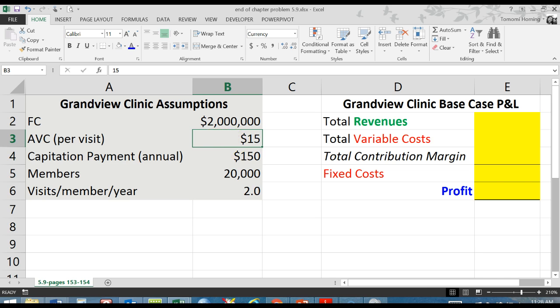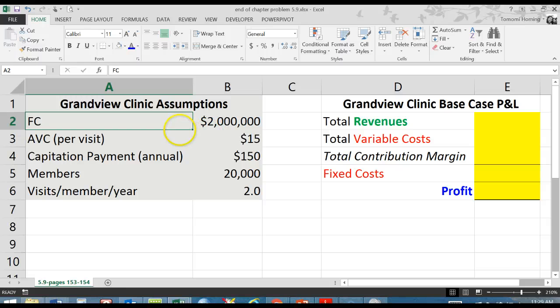This is in direct opposition to fixed costs, which means if you have one visit, it's going to cost the Grandview Clinic $2 million regardless in order to have the fixed equipment available to provide services. If they have 10,000 visits, it's still probably going to cost $2 million. So fixed and variable costs are the way cost behavior is described.